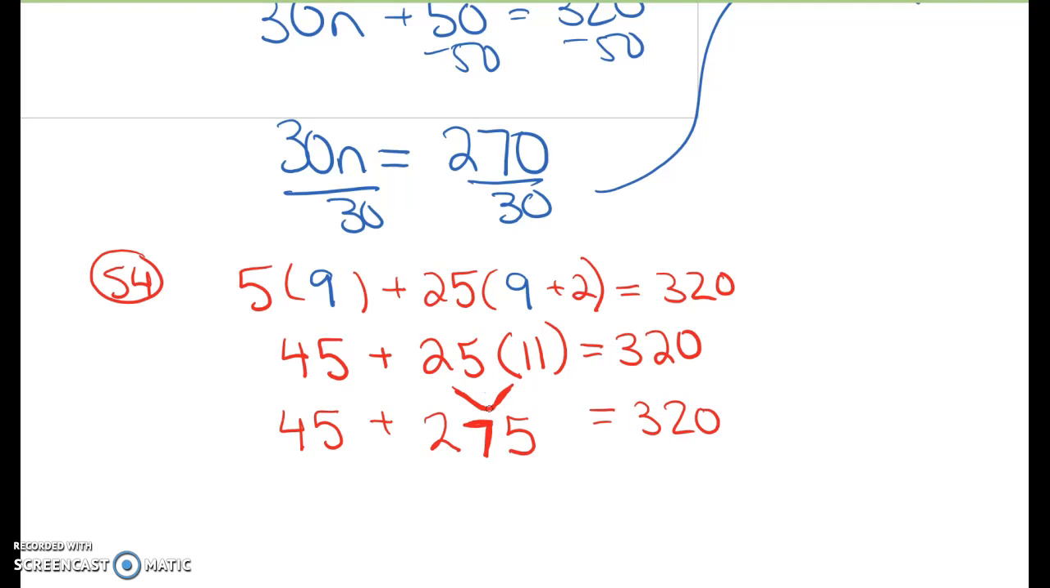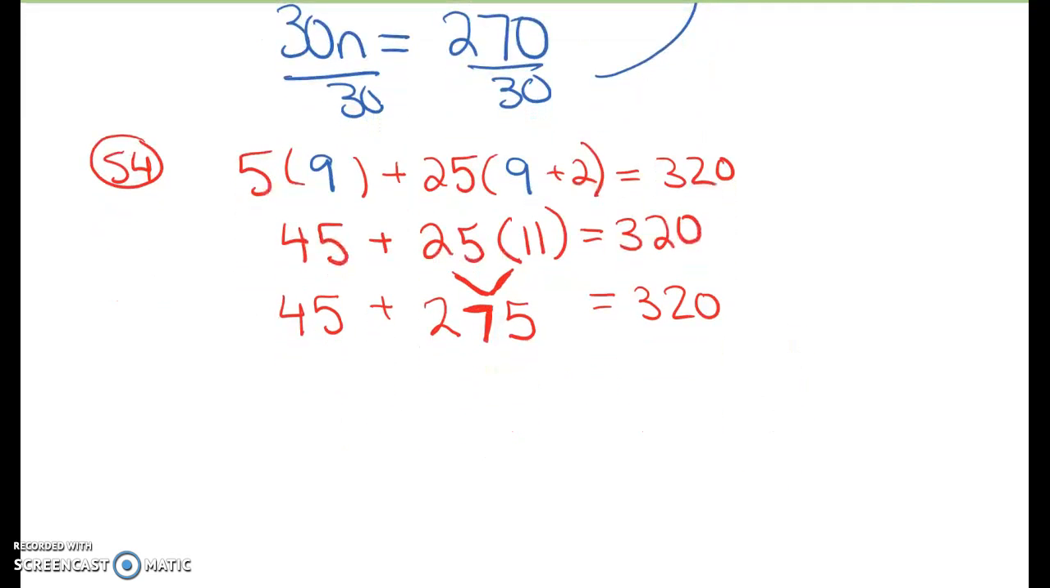Check your calculator, it always works. Sometimes you have to carry, but that trick always works. 45 plus 275, well, again, if you're not using a calculator, 5 plus 5 is 10, carry the 1, so that's 12. And 3, and 320 equals 320.